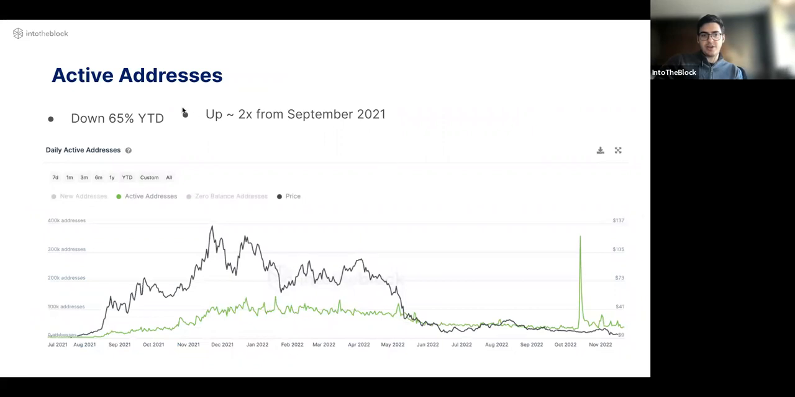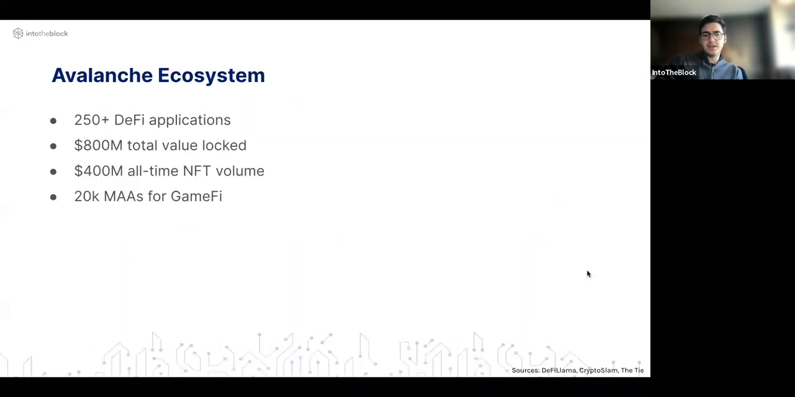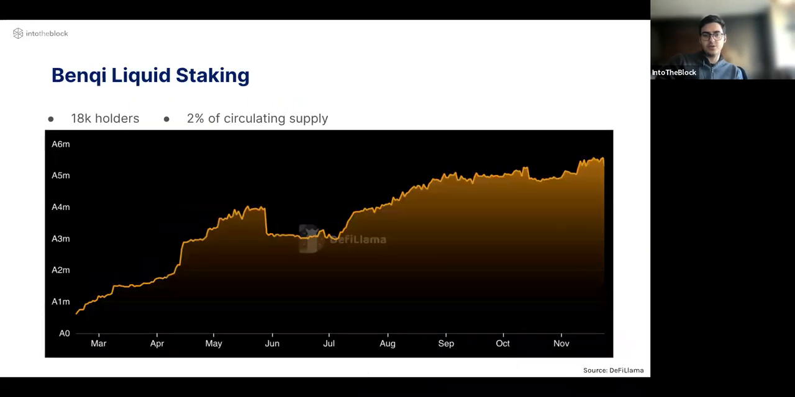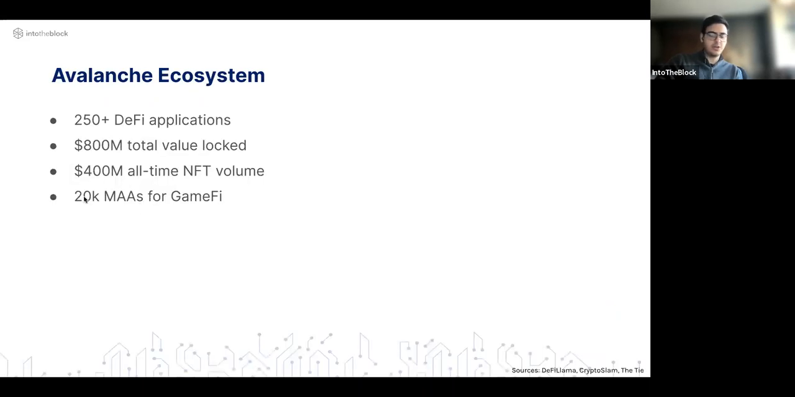All in all, the amount of active addresses has actually increased relative to a year ago, which is a potentially positive sign. The amount of holders as well could potentially signal that there's still increasing interest in the token, regardless of price action. The ecosystem continues to grow in certain regards, such as liquid staking. With GameFi, DeFi Kingdoms has also grown to about 15,000 monthly active addresses, 20,000 for the whole ecosystem. They're pushing in that regard.